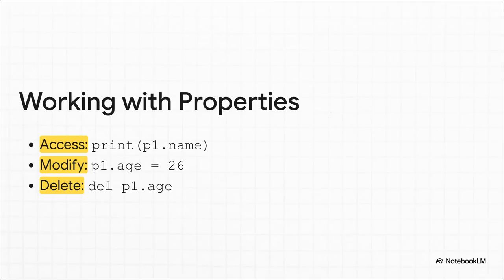And once you've actually created your object, working with its properties is super easy. It's all about that little dot. You want to read the name? p1.name. Easy. Want to change the age? p1.age = 26. Done. You can even get rid of a property completely for that one object with del p1.h.